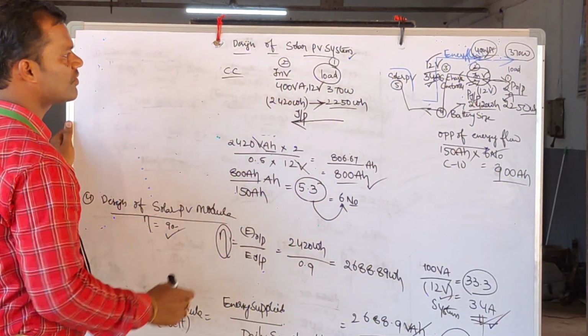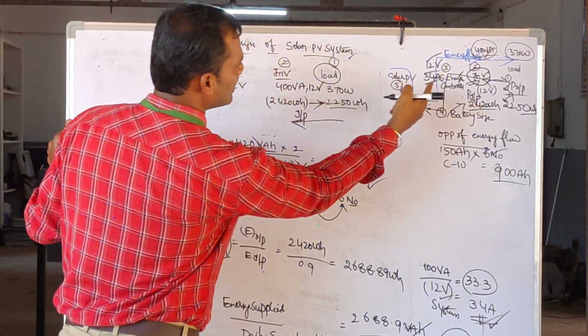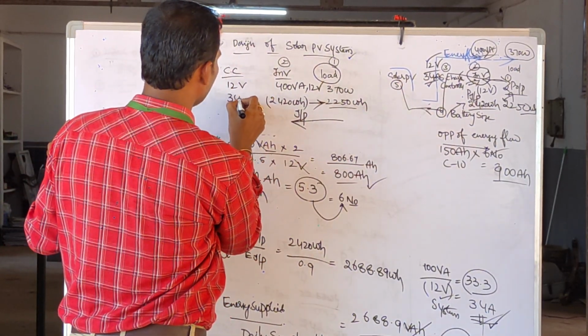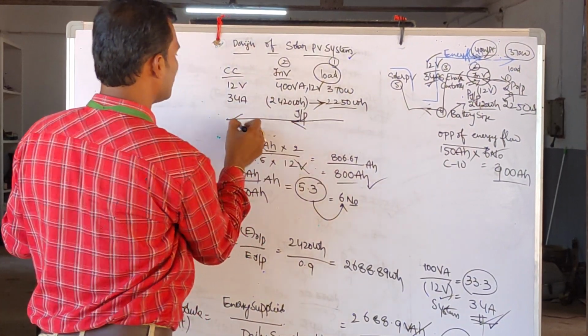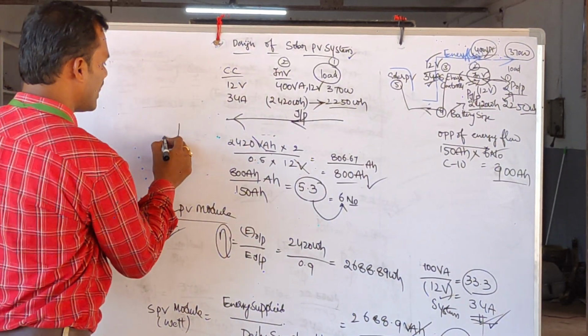So coming to this charge controller rating, what is the voltage rating? 12 volt system, and the current rating is how much? 34 amperes. So now we have designed the charge controller. Now what is the input to the charge controller? Battery. So you have a battery.